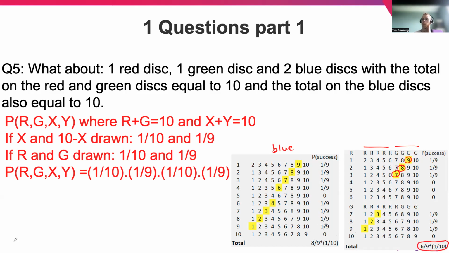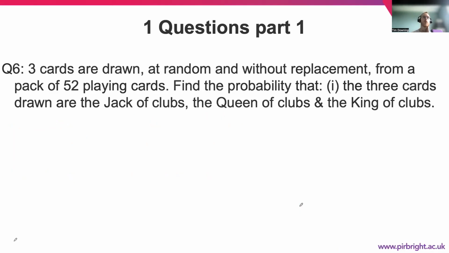So therefore, by taking the product of these, we can solve this question. In another question, we're looking at 3 cards drawn at random without replacement from a pack of 52. A more classic probability problem. Find the probability that the 3 cards are the Jack of clubs, the Queen of clubs, and the King of clubs. That's looking at the exact set that we're getting here.